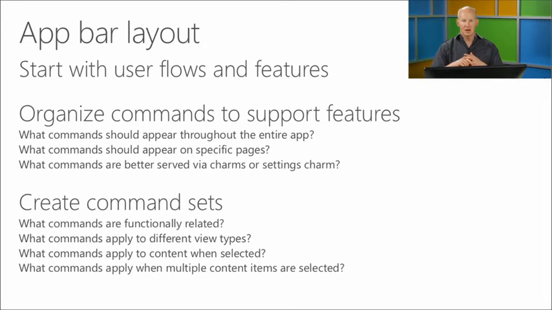And then what commands are contextual? So if I select an item, what commands do I want to show to work with that item? If I select multiple items, what commands should I show? And then, what commands might be better served by moving them off to being in the settings flyout or something along those lines. Once I've got those commands organized, it's really easy for me to see command sets that I can create and move those to the app bars, right?